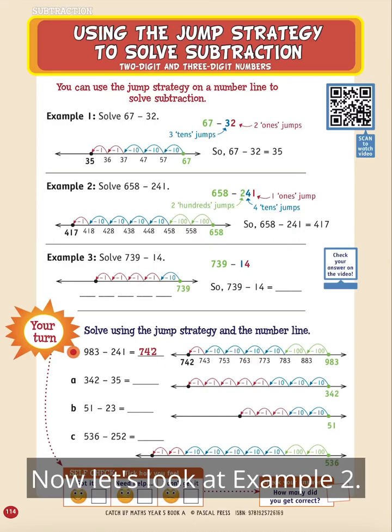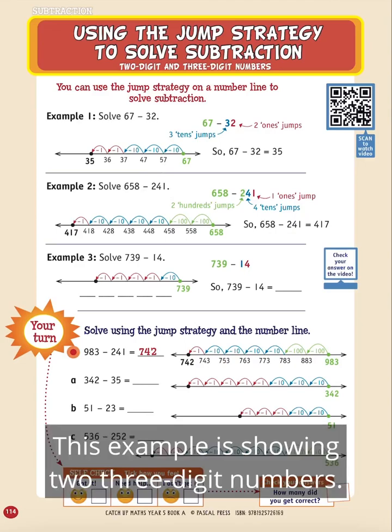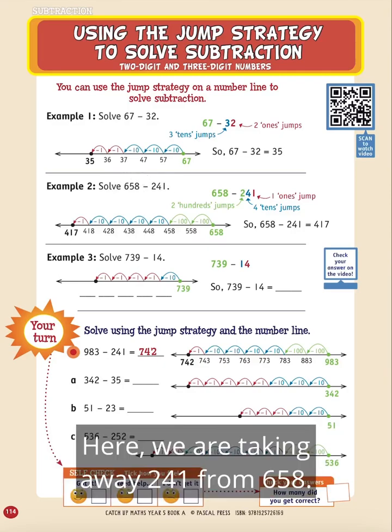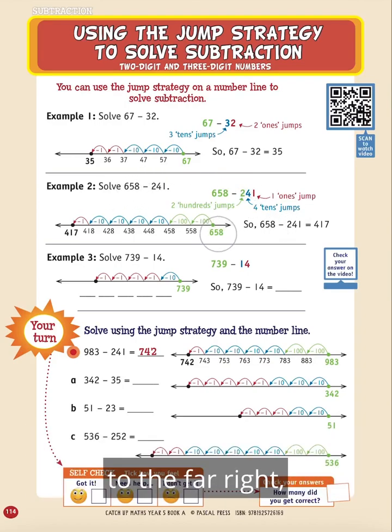Now let's look at example 2. Solve 658 minus 241. This example is showing 2 3-digit numbers. Here we are taking away 241 from 658. We write our bigger number on the number line to the far right.